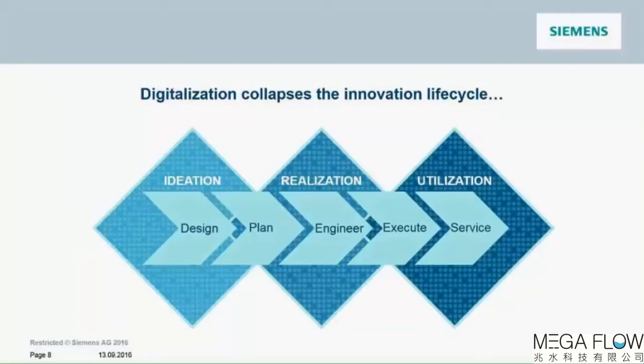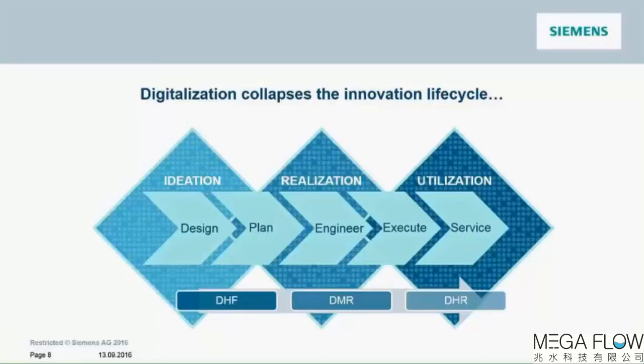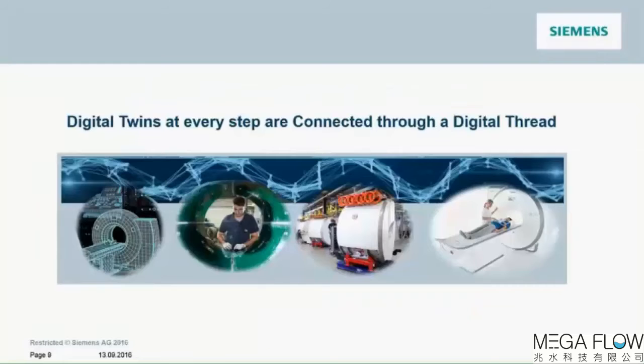Ultimately, what we're after is using digitalization to collapse the entire innovation life cycle, to reduce the amount of time that it takes to design, plan, engineer, and execute and service products, as well as using digital twins at every step of the product life cycle that can be connected through these digital threads in order to increase product knowledge earlier and work out these kinds of product problems that we mentioned earlier on the slides at a much earlier stage where it's less costly to fix the problems.